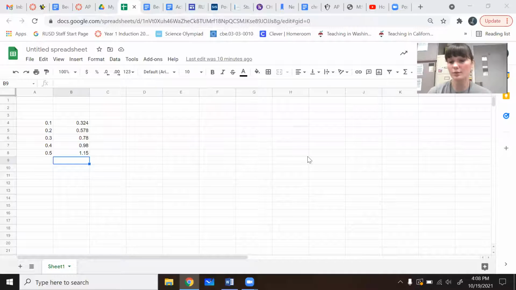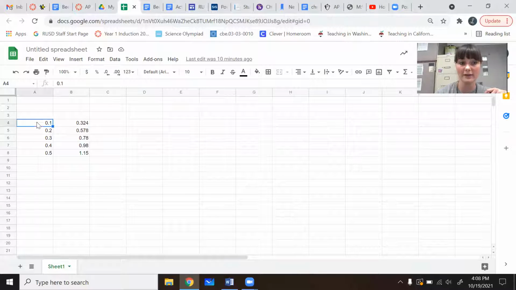So now I'm going to walk you through how to create a chart on Excel or Google Sheets. They're similar, but again, function slightly differently. So the first thing you want to do is you want to plug in your data with the concentration values here on the left and your absorbance values on the right.